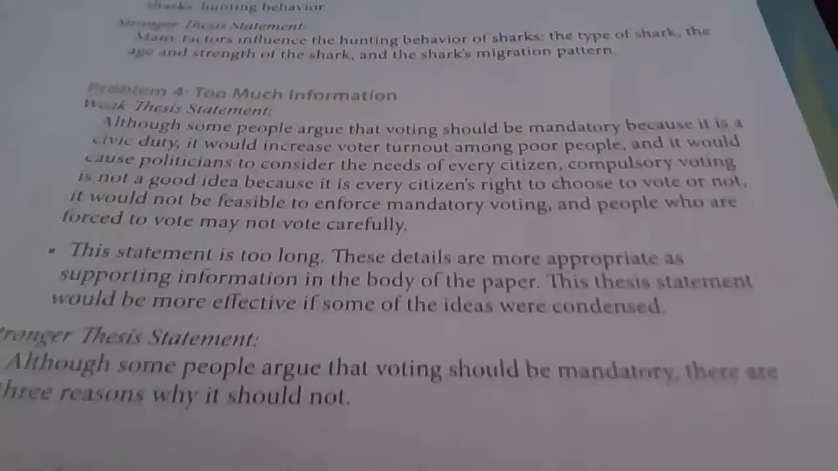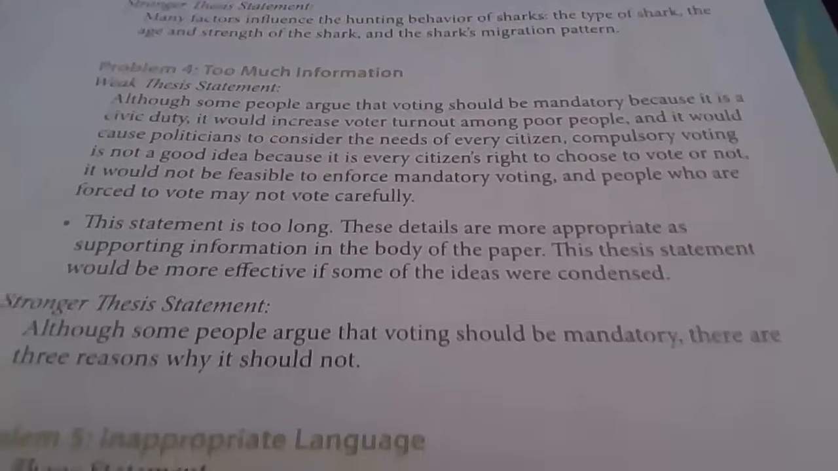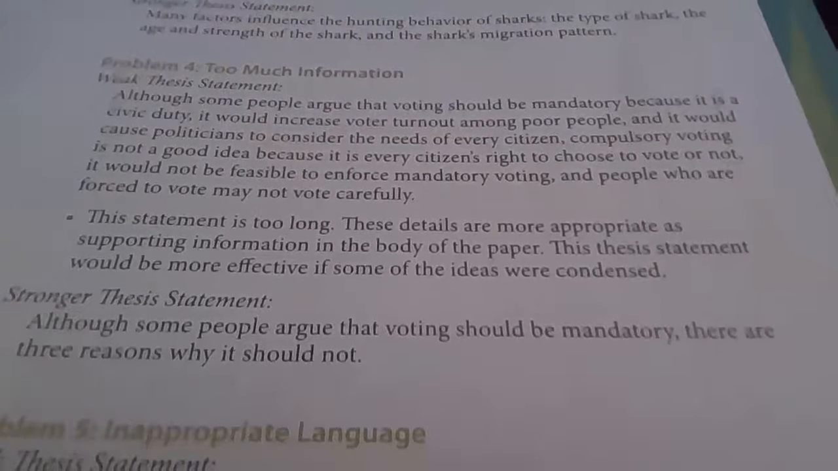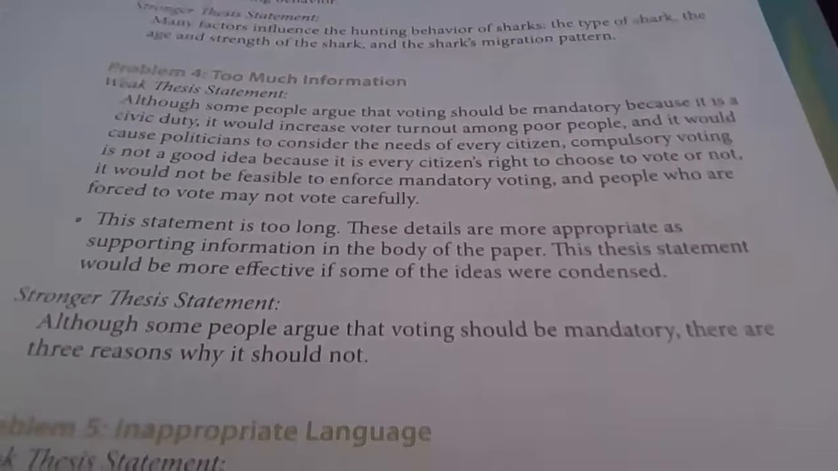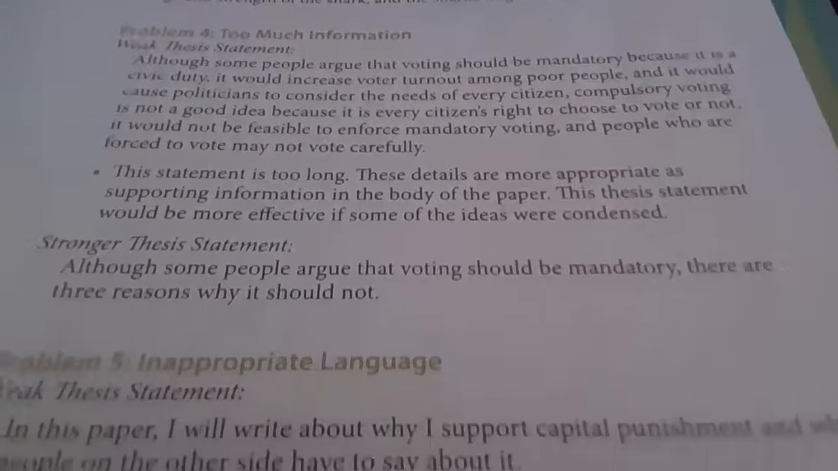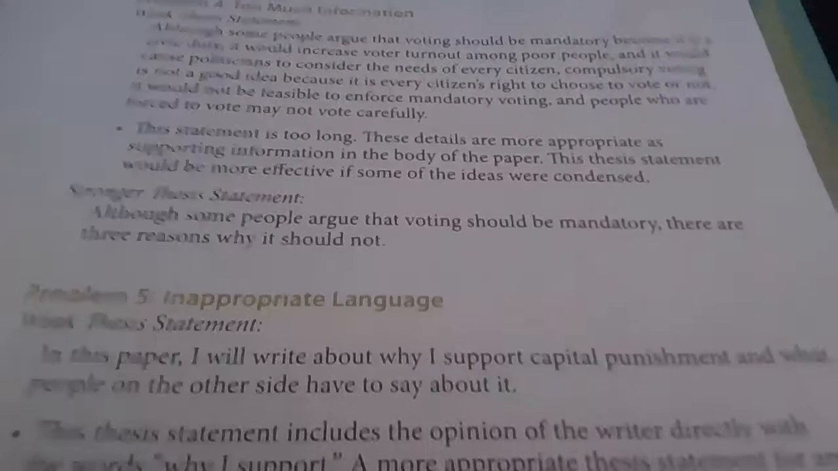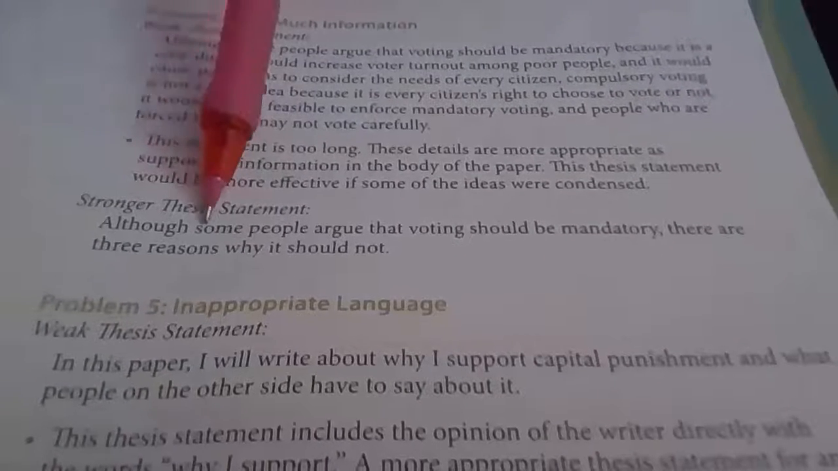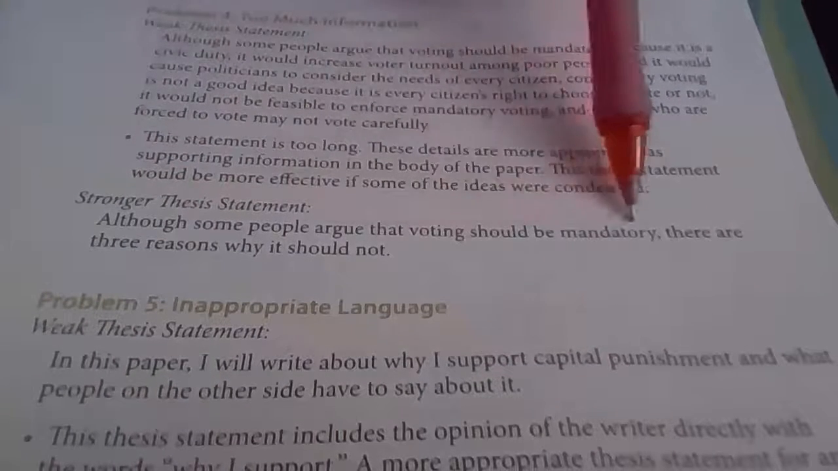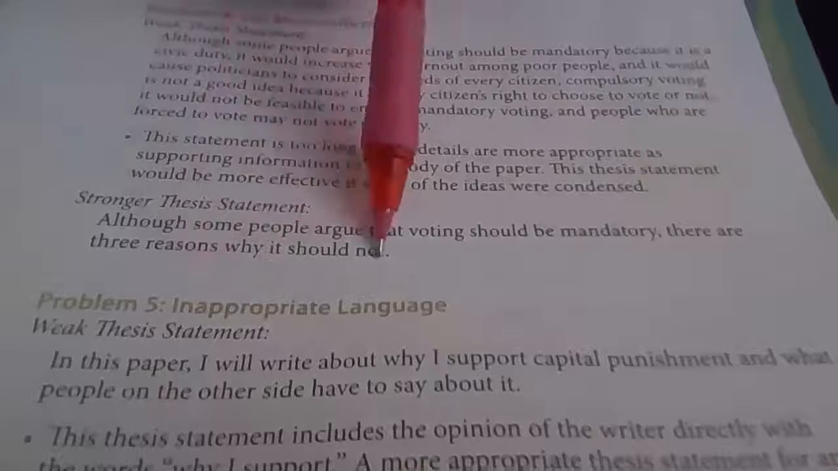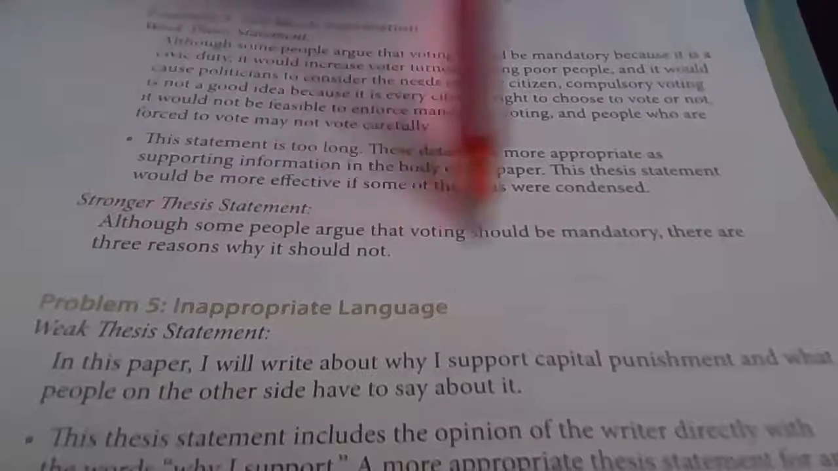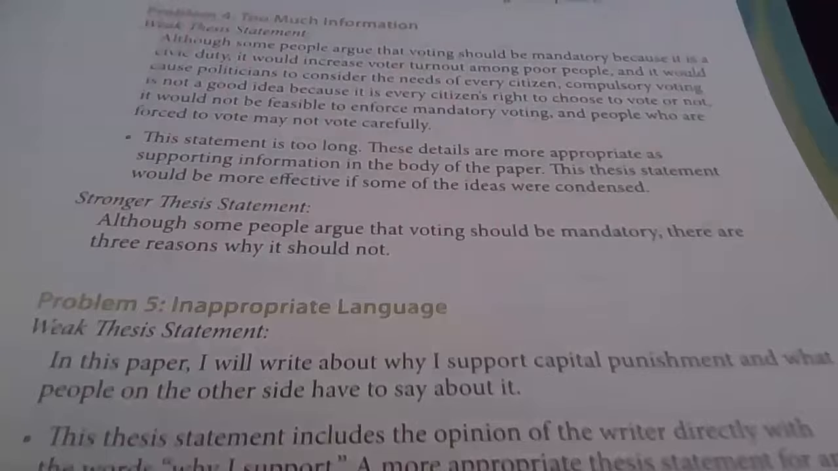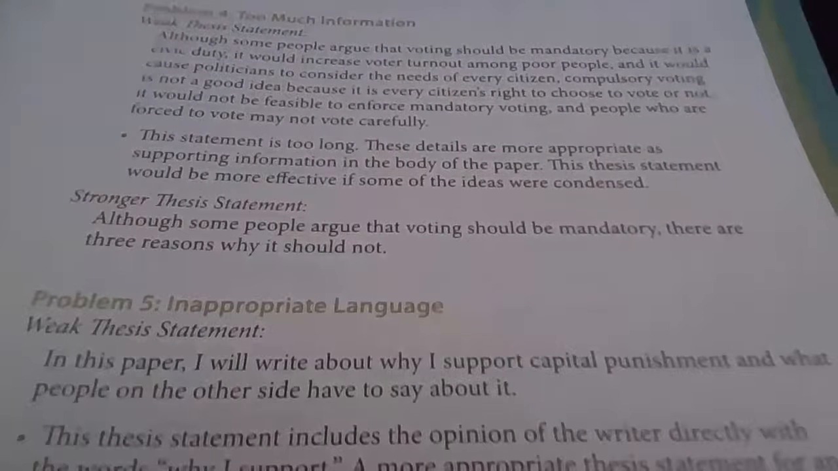Problem 4, we saw earlier, too much information. This thesis is very long. There are some details, some evidence, that actually should just be in the body paragraphs. And that's what that says right there. So if you just trim it down: although some people argue that voting should be mandatory, there are 3 reasons why it should not. Maybe go ahead and include the 3 reasons if you only have 3. 1, 2, 3. But again, you don't really have to if you don't want to anymore as we move toward organic writing.